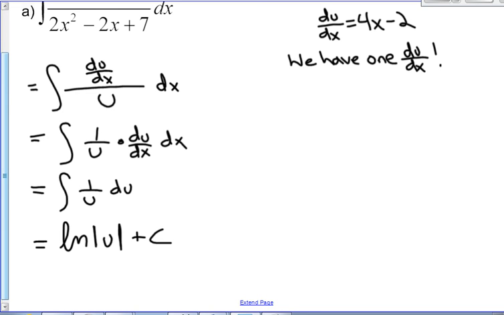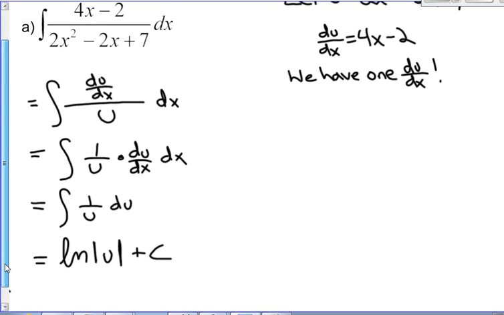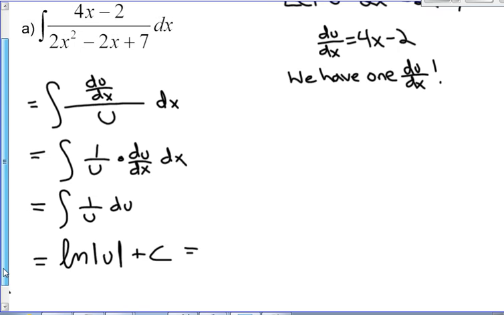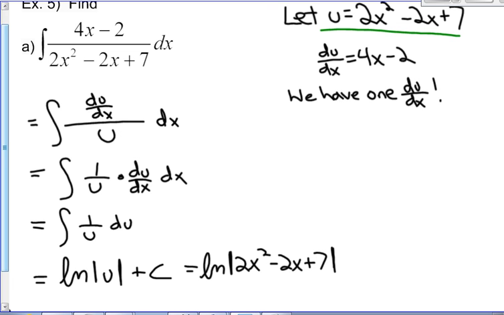So again, the integration itself is very straightforward. And then, if we put this back in terms of x, well, look at that very first thing we wrote up here. u is 2x squared minus 2x plus 7. So we're going to state the ln of the absolute value of 2x squared minus 2x plus 7 plus c.